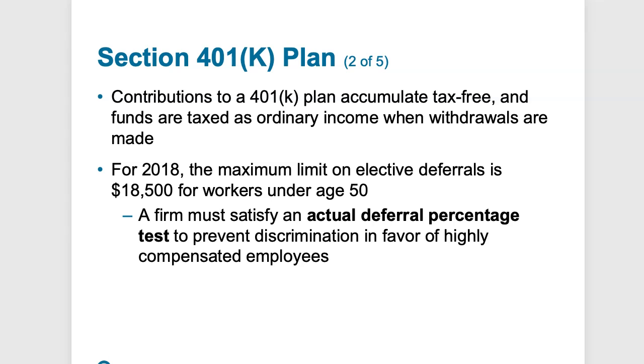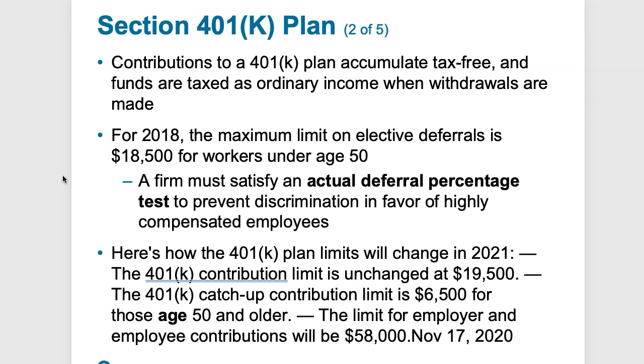Now, this changes. For example, I think now currently they've moved it up to $19,000 per year and $25,000 maximum for the year. So this number changes all the time. Because it changes so frequently, I updated this slide. So now this is how the limits will change for year 2021.